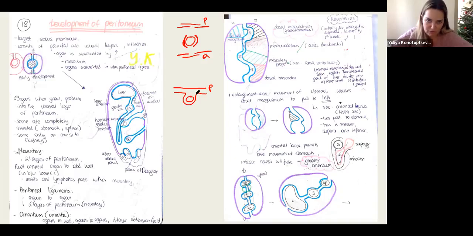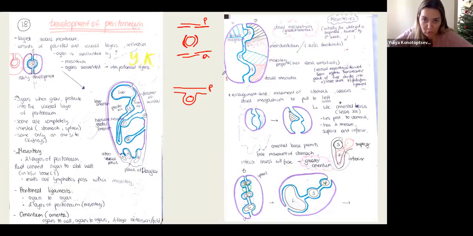Why is it retroperitoneal? Because the back of it is free. Do you see? The back of the organ has no visceral mesoderm. Zero visceral mesoderm or visceral layer of peritoneum is present. So it is a retroperitoneal organ.